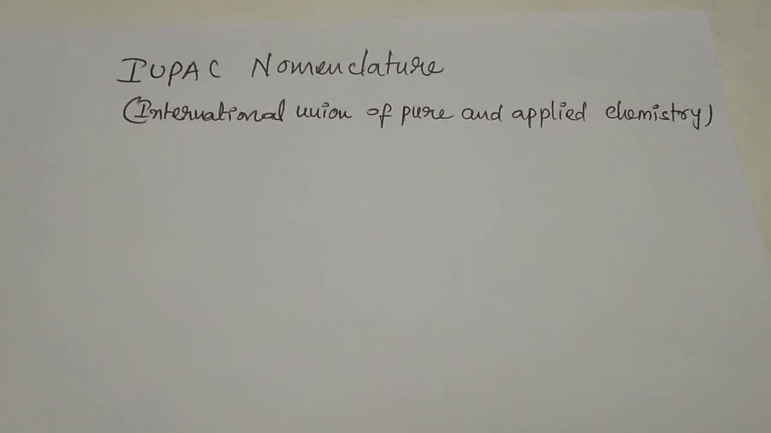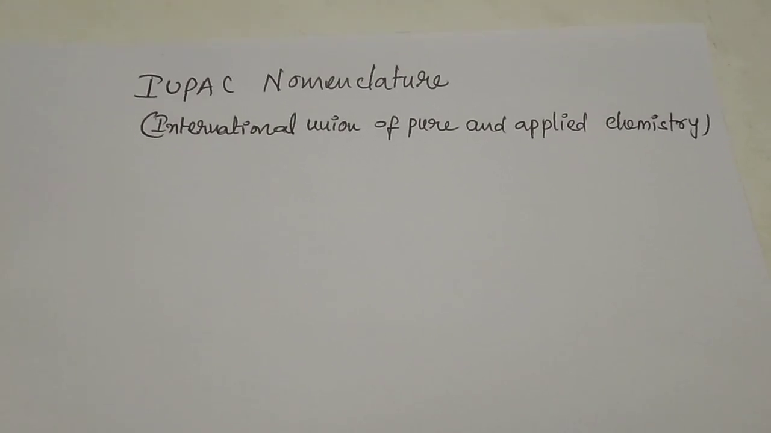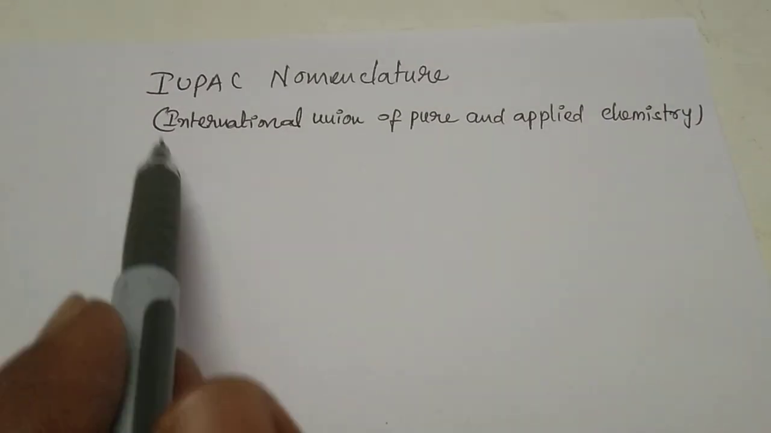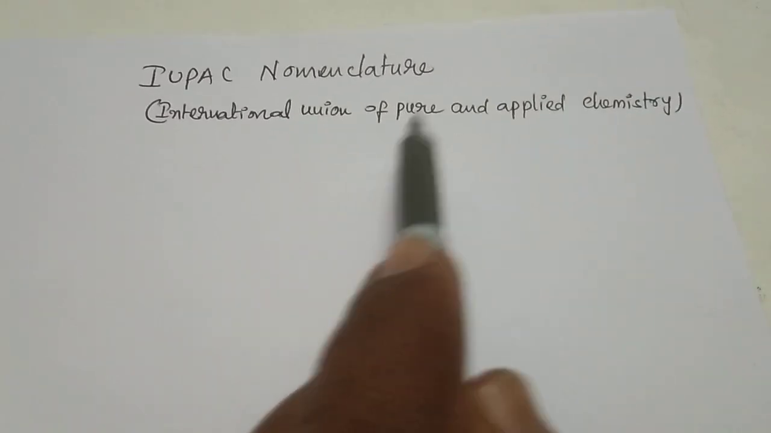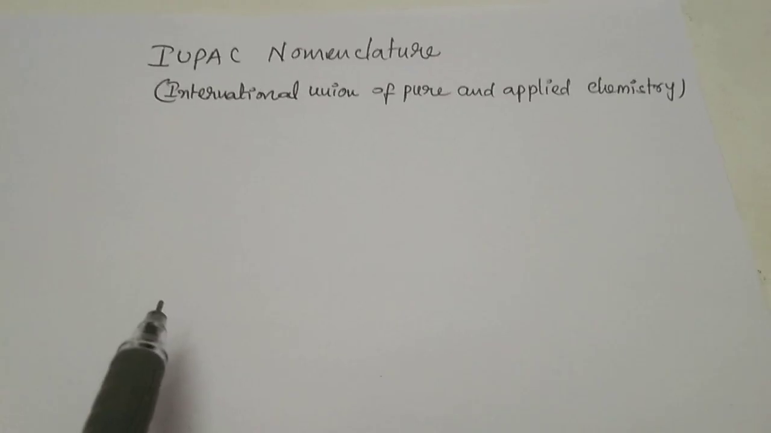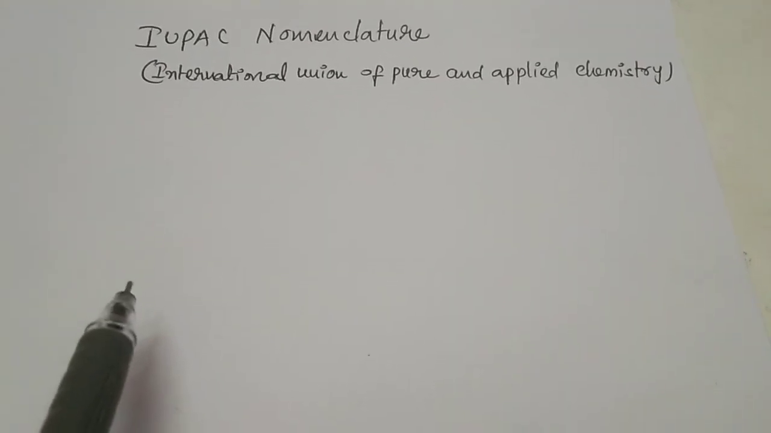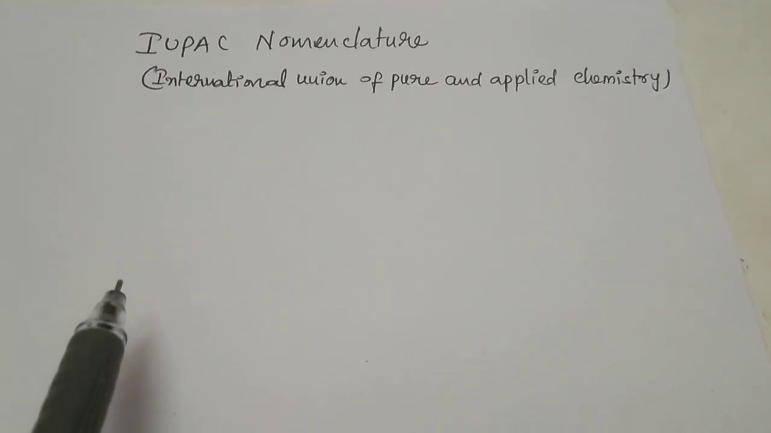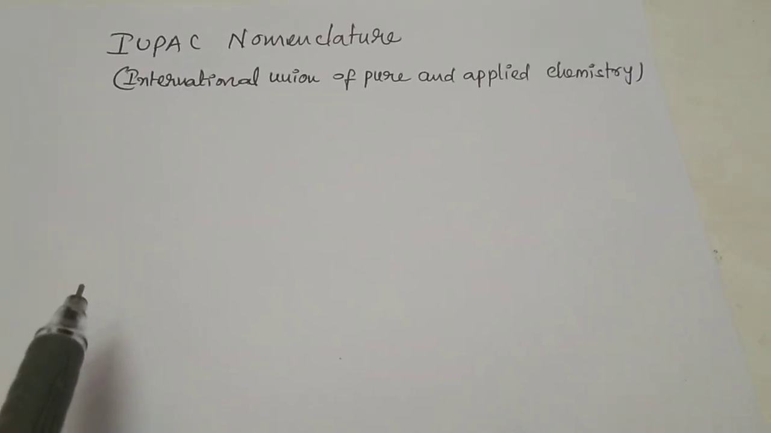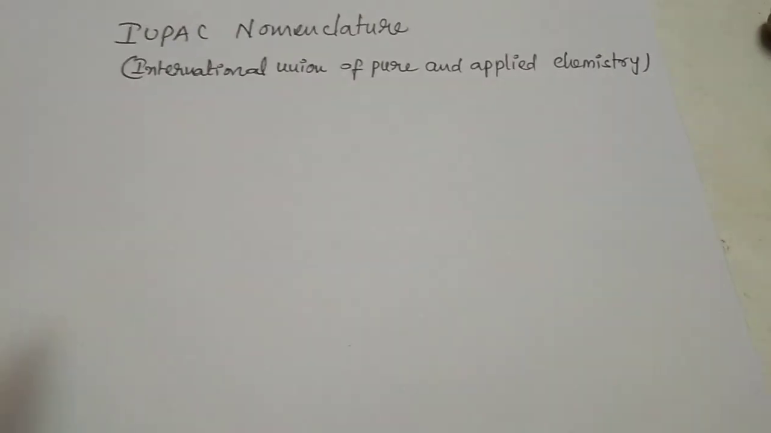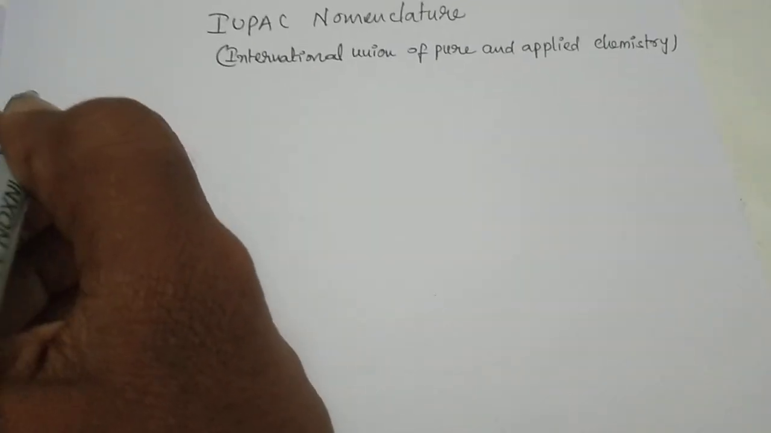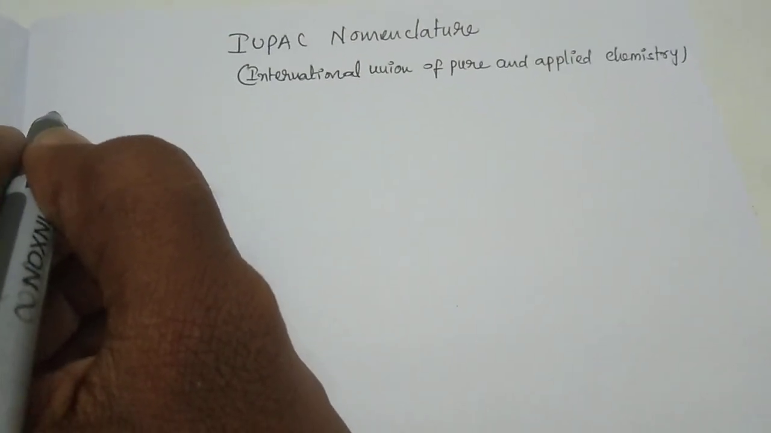Dear students, now I am going to talk about the IUPAC nomenclature of organic compounds. IUPAC stands for International Union of Pure and Applied Chemistry. IUPAC has set some rules to give the name of any organic compound. So if we follow the rules, we can give the name easily for any organic compound. So now we are going to see what the rules are for giving the name for the organic compounds.